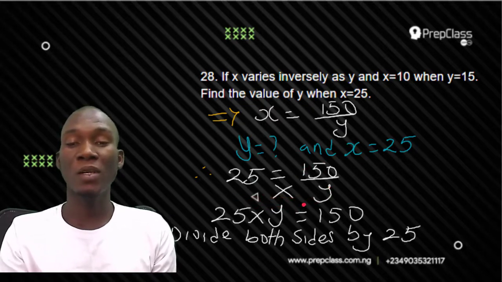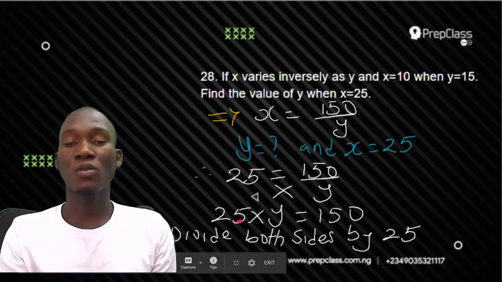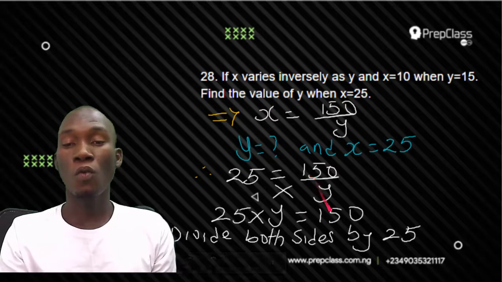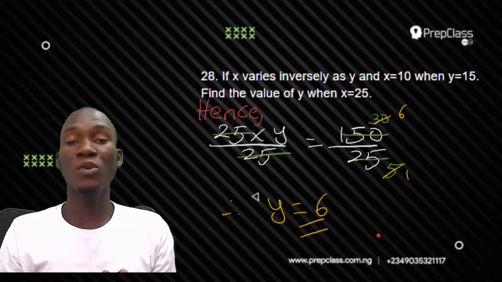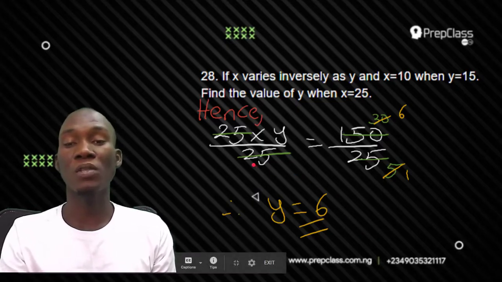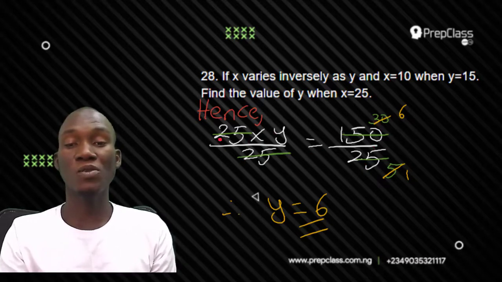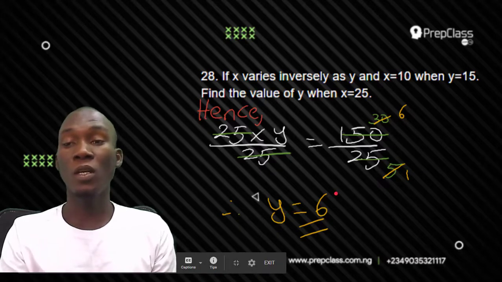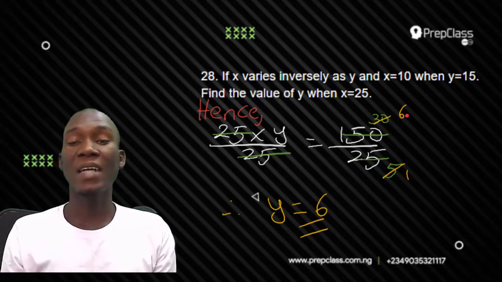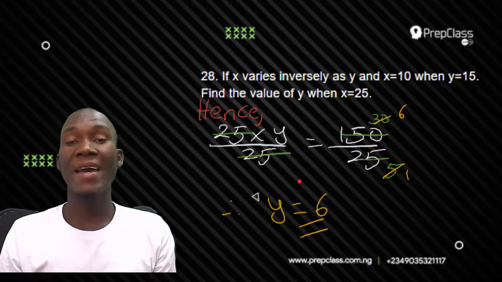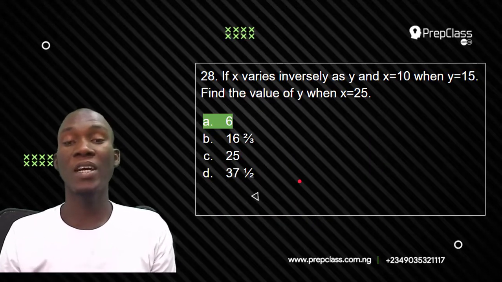Now we cross multiply again. We have 25 multiplied by y, and we get 25 times y, which is equal to 150. Now the next thing is to divide both sides by 25. When we divide both sides by 25, we have 25 times y divided by 25 is equal to 150 divided by 25. Now 25 can cancel 25 here. We have y standing alone, which is equal to: 5 in 25, 5; 5 in 150, that is 30. We divide again. 5 in 5, that is 1, and 5 in 30, that is 6. So this means that the value of y is 6. So the correct option here is option A.